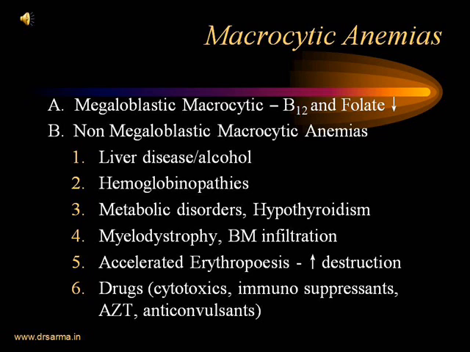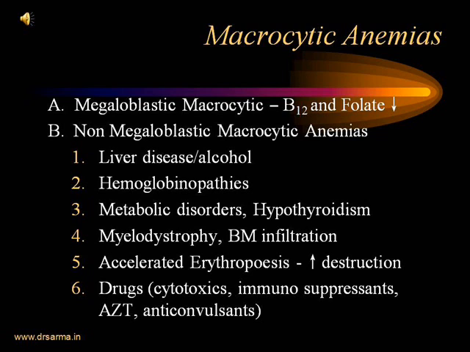The non-megaloblastic macrocytic anemias means only the peripheral RBCs seen in the blood are bigger, but their precursors in the bone marrow are normoblastic. There is no increase in the size of the precursors of the RBC, but the peripheral smear shows macrocytosis with MCV greater than 100.